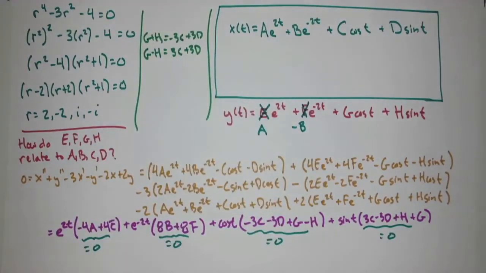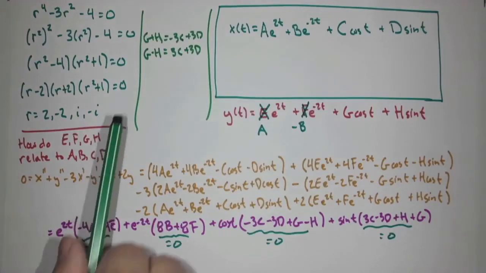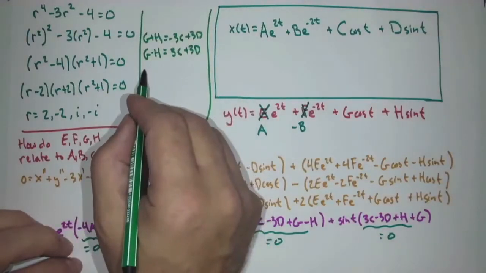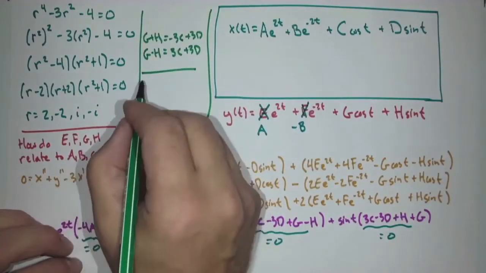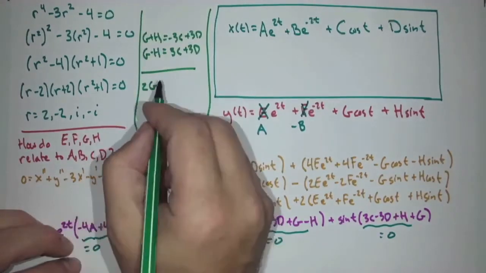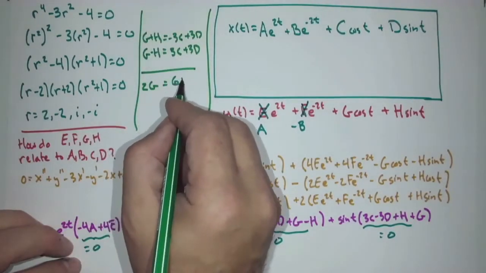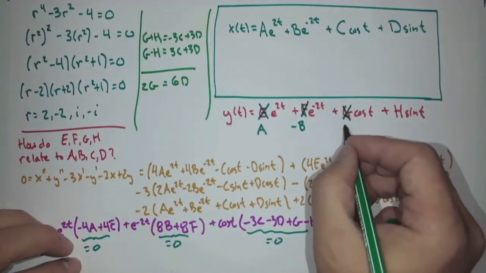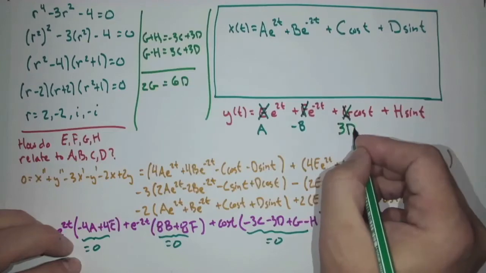All right, two equations, two unknowns. I'm looking for g and h. How can I solve for either g or for h? Add the two equations, what do we get? 2g equals 6d. So what is g? Yeah, g is 3d. Coming to us in exciting 3d.